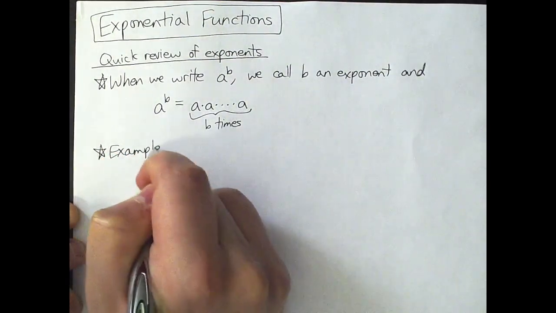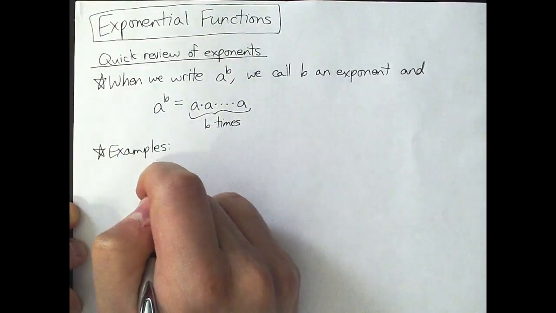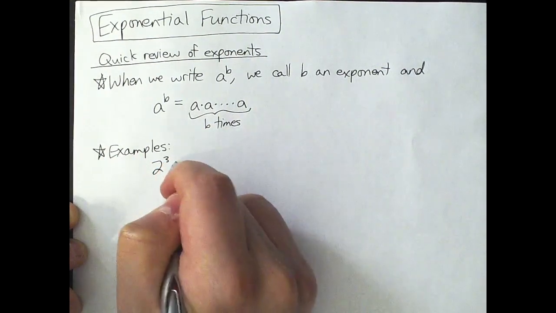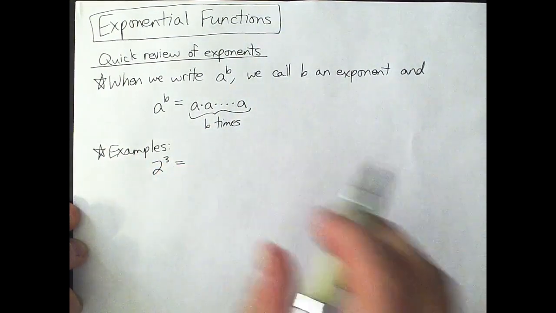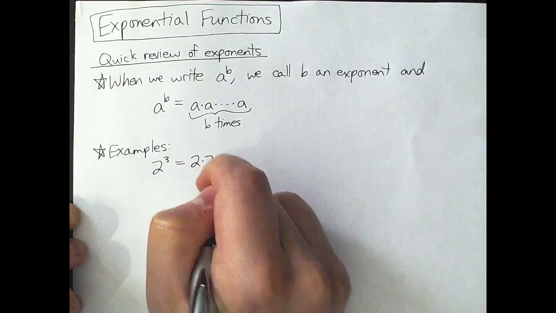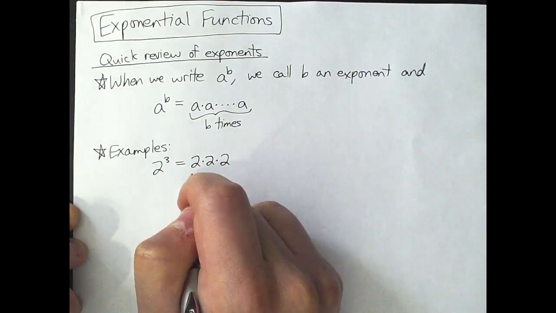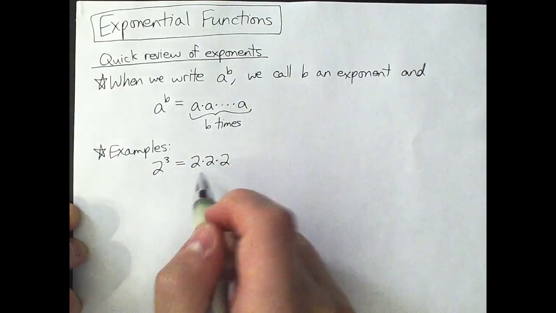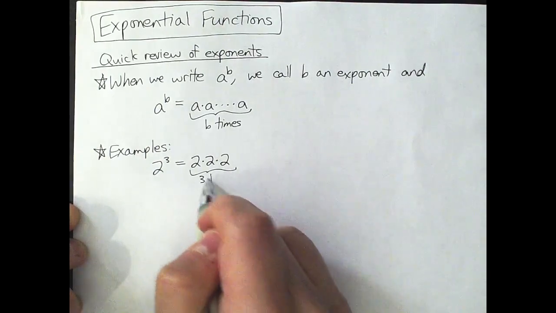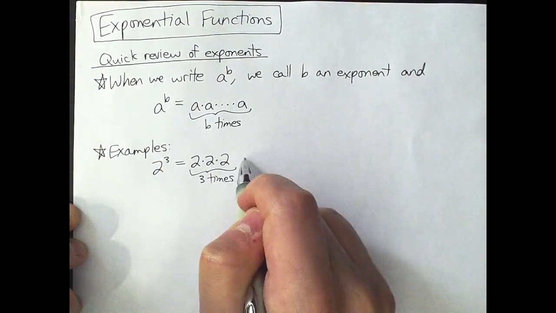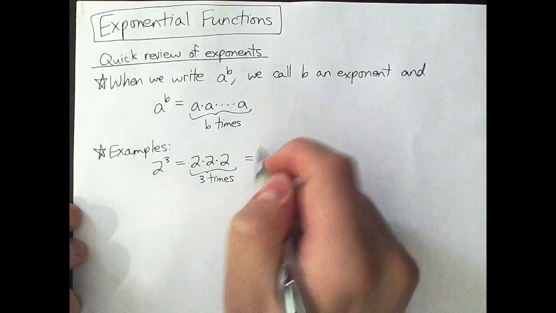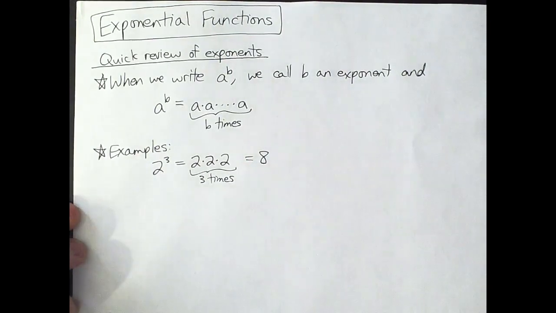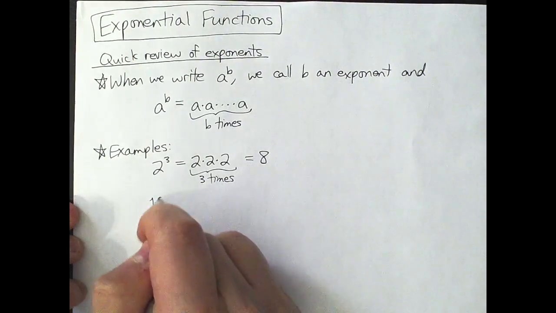These are not really example problems yet. These are just some quick examples of exponents. So 2 to the 3. If you see 2 to the 3, you know that that means 2 times 2 times 2. I knew how many times to write 2. I wrote it 3 times. We could do 2 times 2 times 2 in our head. You don't need a calculator for these kinds of things. It's 8.